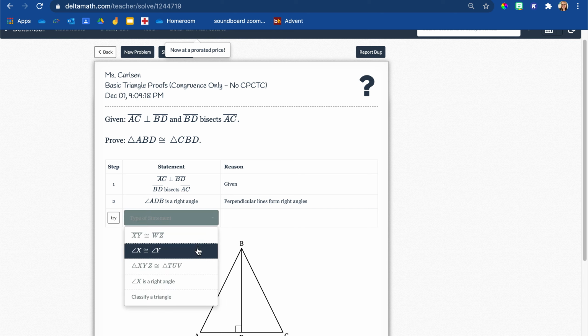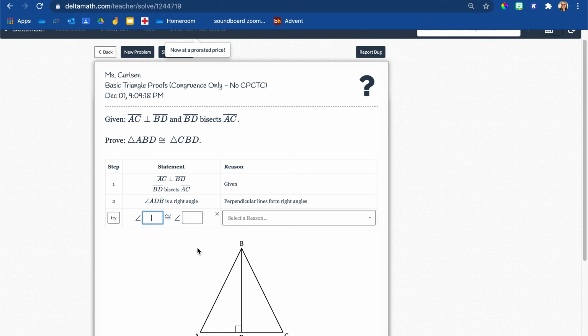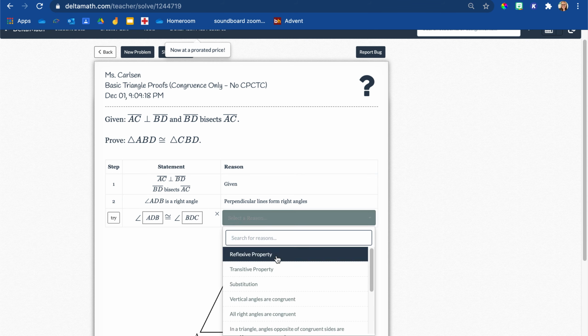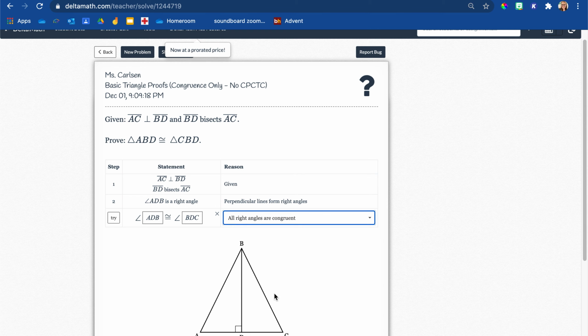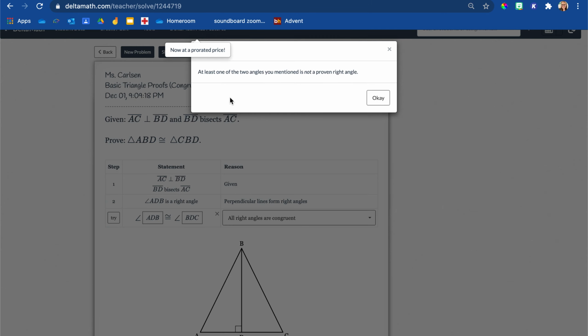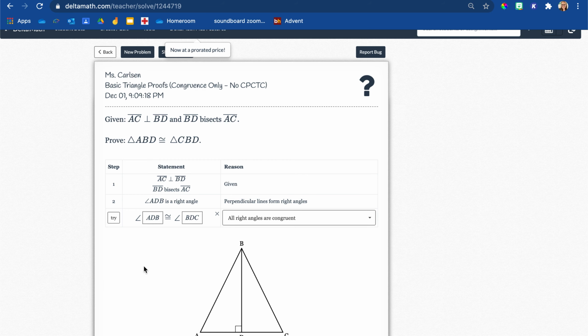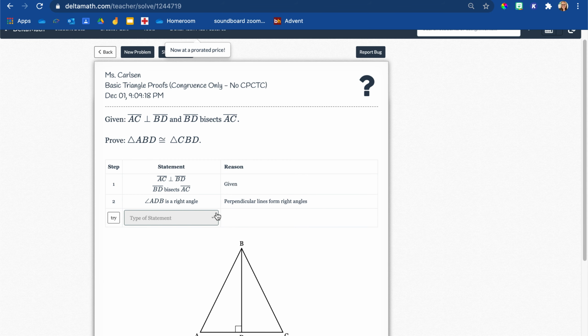Now, let's see what happens if we do something wrong. So if we say ADB has to be congruent to BDC, this is technically true because we can say all right angles are congruent. Oh no, but here's the problem. One of the two angles that I've mentioned, I haven't said that it's a right angle yet. So we need to say that first.